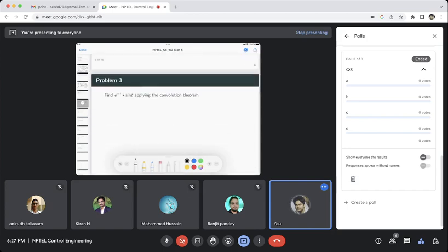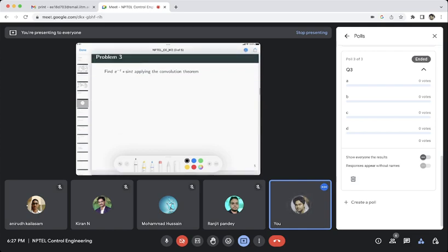So what we have: f of t convolved with g of t, two time domain functions are given and their convolution. If the Laplace transform of f of t is F of s and the Laplace transform of g of t is G of s, then the Laplace transform of this convolution is simply F of s multiplied with G of s. We'll use this property first.